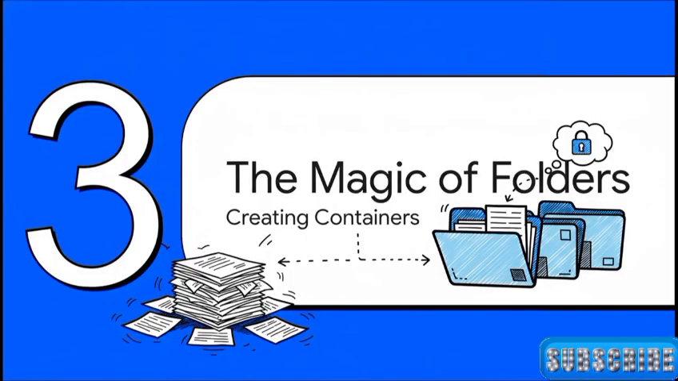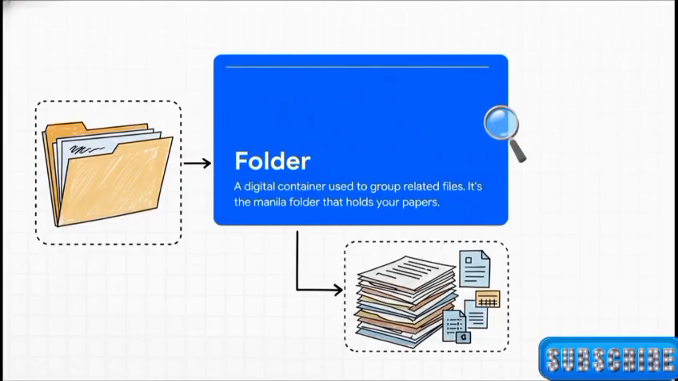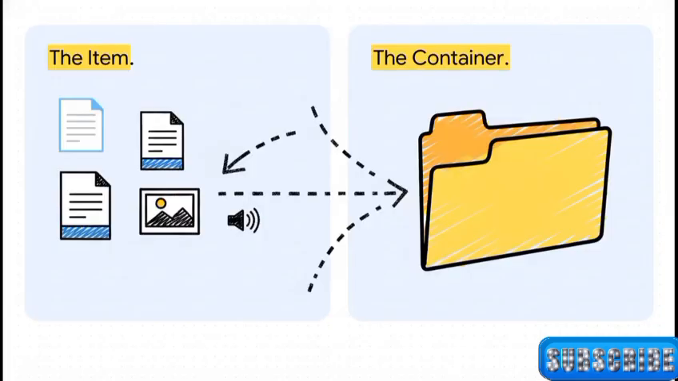Okay, so we've got our papers, right, our files, but just having a giant pile of paper, even if you know what each one is, well, that's not organization. For that, we need the second and honestly the most crucial piece of the puzzle, folders. Sticking with our filing cabinet idea, a folder is basically the manila folder you'd use to group your papers. It's not the information itself, it's the container that holds the information. Its only job is to keep related things together. Simple as that.